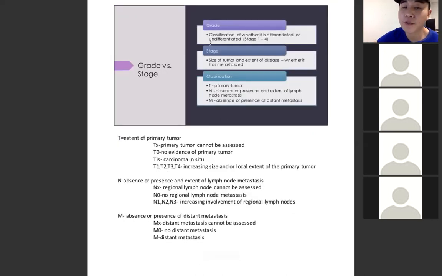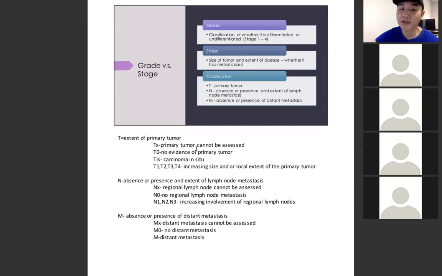Grade versus stage. So what does grade mean? Grade is the classification of whether it is differentiated or undifferentiated. Stage is the size of the tumor and extent of the disease, whether it has metastasized. In the classification, T is the primary tumor, N is the absence or presence and extent of lymph node metastasis, and M is the absence or presence of distant metastasis. So again, T is the extent of the primary tumor.